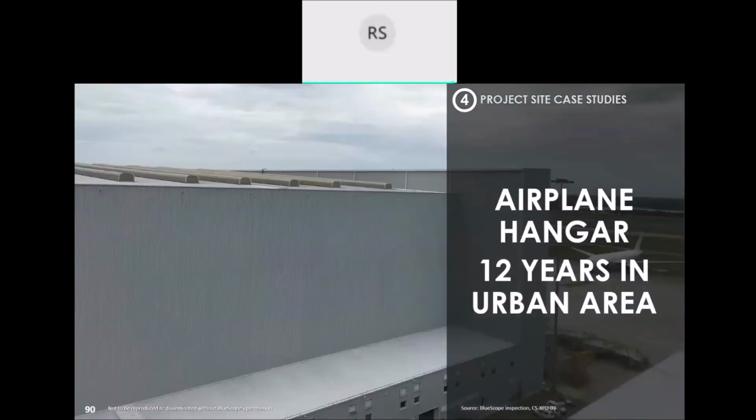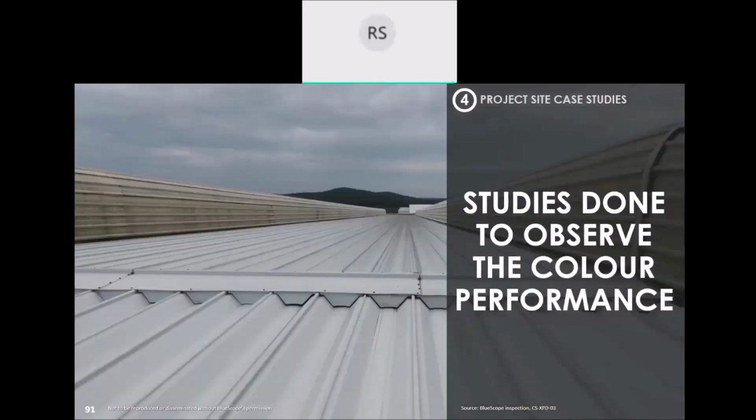Another location where we recently did a study is an airplane hangar. This building has been there for 12 years, and it's actually an airplane hangar. So what it means is that it will have exposure to nitrogen dioxide and all the fuel burning pollutants. After 12 years, we actually went back and did an observation. Of course, in this case, we are not expecting any types of corrosion because it's not expected to happen.